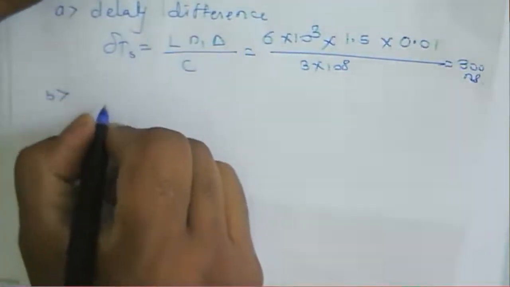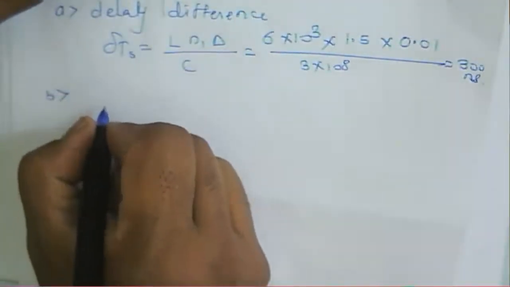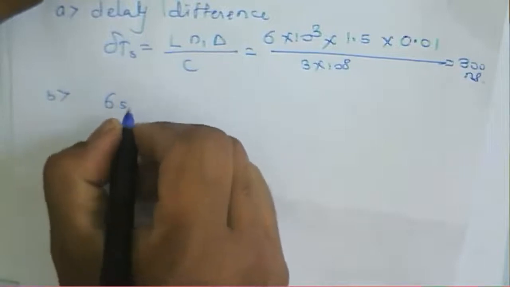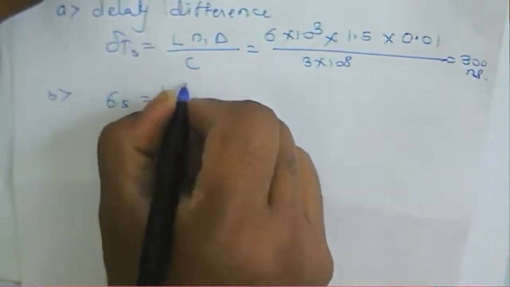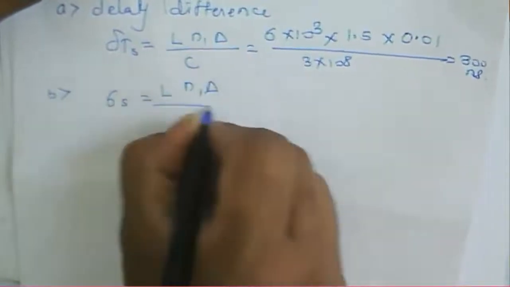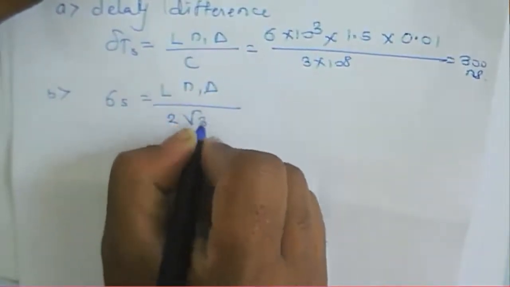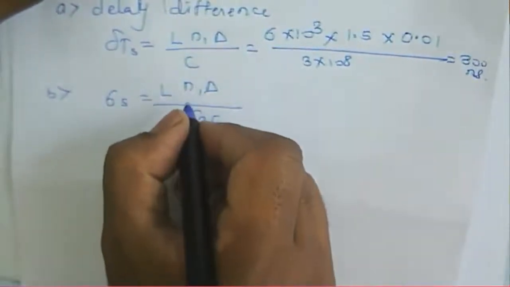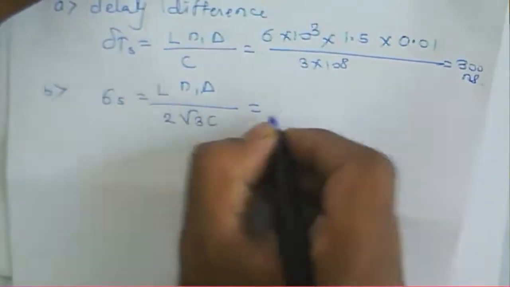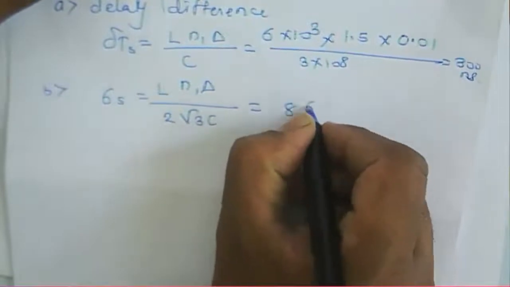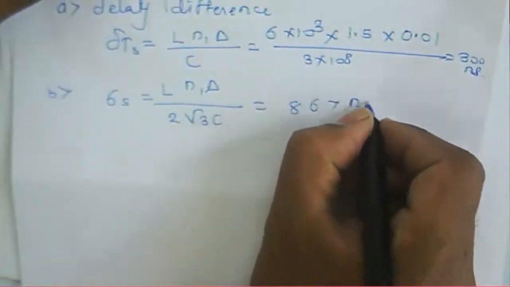Next, the RMS pulse broadening due to intermodal dispersion, that is sigma s, is L n1 delta divided by 2 under root 3 into c. All other terms are constant, only 2 under root 3 will be added. So that answer will be 86.7 nanosecond.